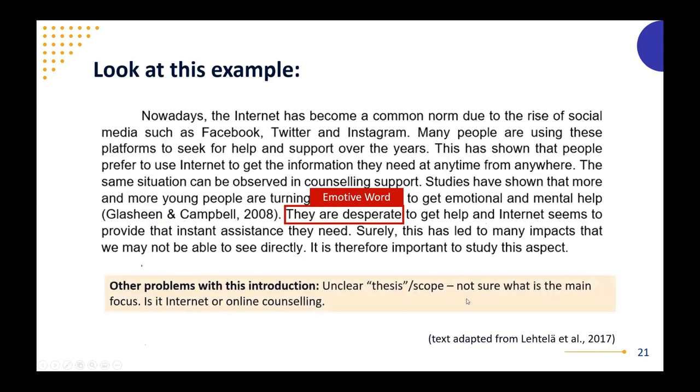So bottom line, another problem is, after you read this intro, there is no clear direction on where you're heading. What are you going to tell me actually? If you want to tell me about the impact of online counseling, then it should be there in your last part. We call this the thesis, all right? The thesis statement. Why are we writing a thesis? Because the thesis is our strong point, the one that we want to highlight, the focus, the scope, all right?